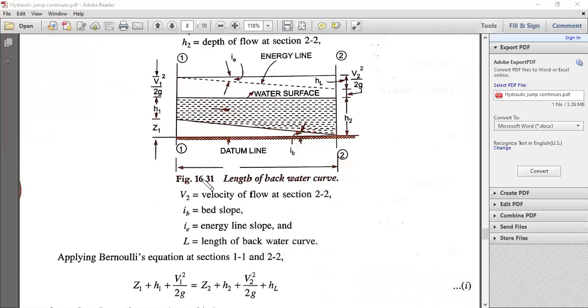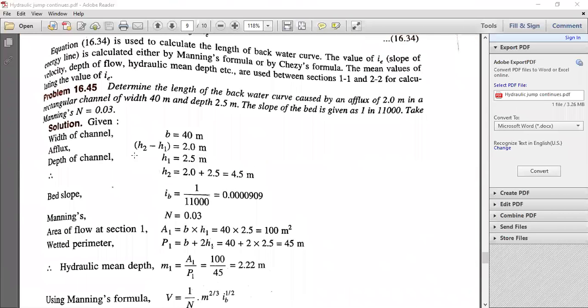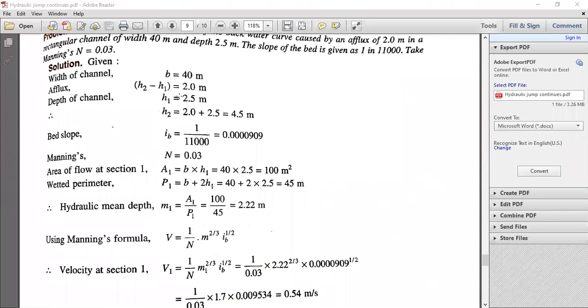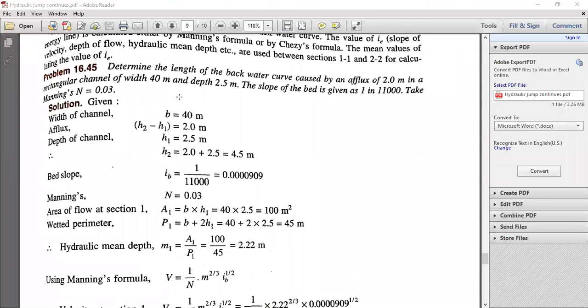Expression for the length of the backwater curve. So here you can see one simple problem that is given. By using Manning's formula, we need to make use of it. Determine the length of backwater for an afflux of 2 meters in a rectangular section. The afflux height is given, the width is 40 meters and the depth is 2.5. The slope of the bed is given, and Manning's constant is also given. So H2 minus H1 is given. We need to be very careful here.